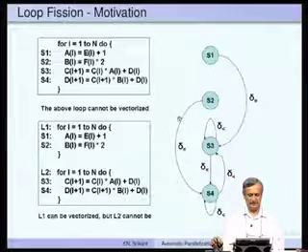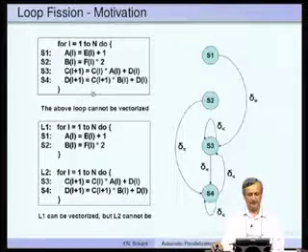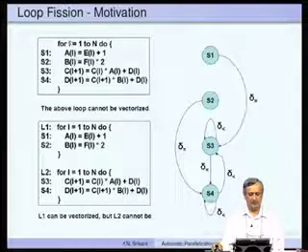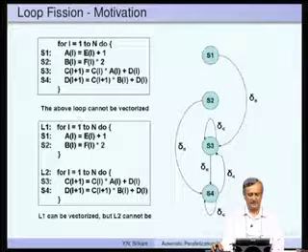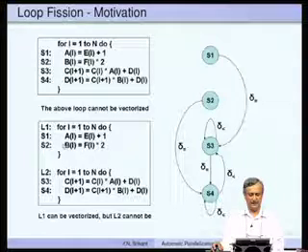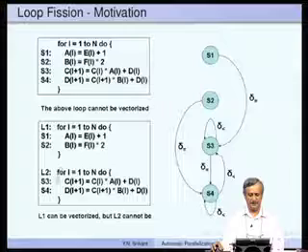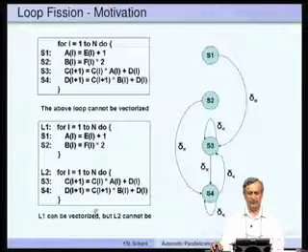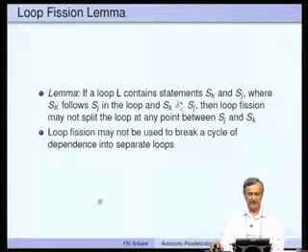So, loop fission is dividing a given loop into two parts. You have a single loop here, and this loop cannot be vectorized as it is. Suppose you divide it into two parts so that no violation of dependencies occurs, then this loop can be vectorized, but this loop cannot be vectorized. But at least partially you are able to vectorize one part of the loop, if not both loops. So, what exactly is the condition for loop fission?